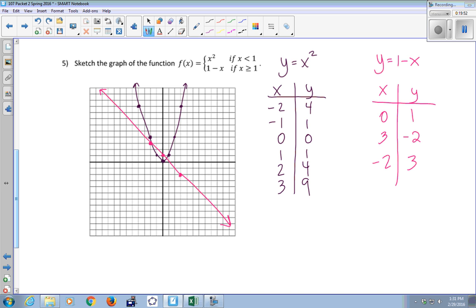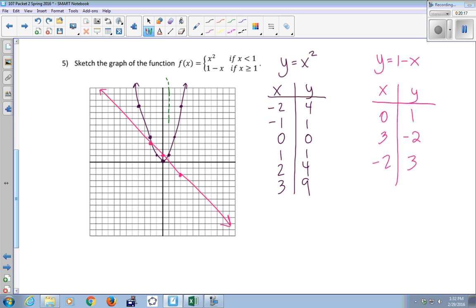So I graphed two different equations here. But I have completely ignored the if part of my piecewise function. I'm only supposed to graph x squared for x's that are smaller than 1. And I'm only supposed to graph 1 minus x for x's that are bigger than or equal to 1. So the dividing line here is at x equals 1.